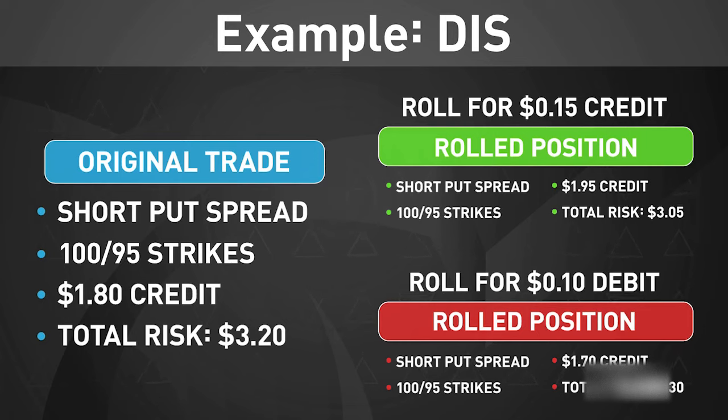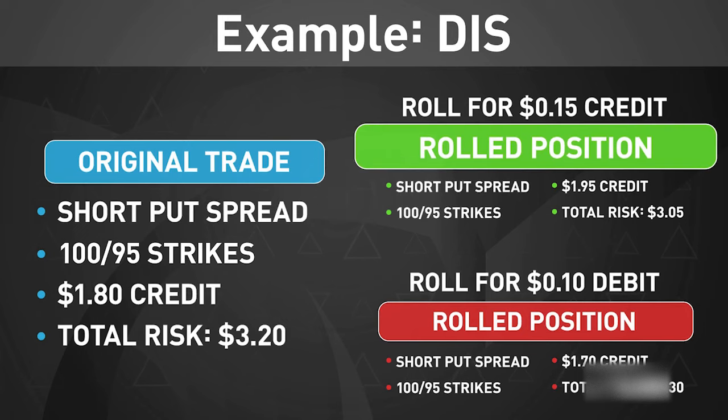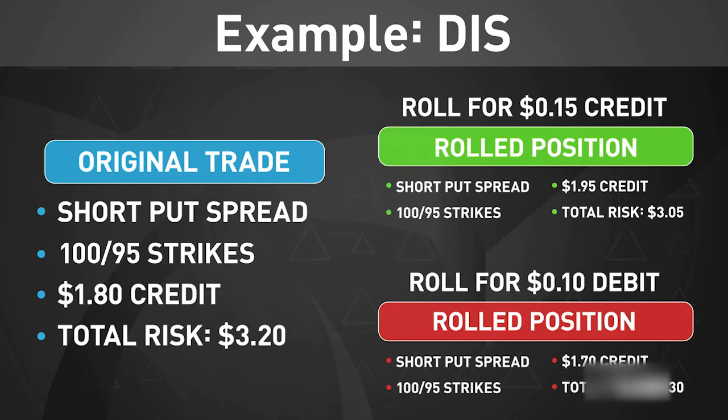Now, suppose some time goes by and the trade isn't quite working, but you can roll it out at the same strikes to the next cycle for a 15-cent credit. It's not a huge difference, but look how that changes your risk-return dynamics. You've now collected a total of $1.95 on that same $5 wide spread. This means your total risk has dropped from $3.20 to $3.05, all because you rolled for a credit. Suppose instead you had to pay a debit of 10 cents to roll. Now your profit potential has fallen, and your total risk has risen. This is not what you want for a defined risk strategy.